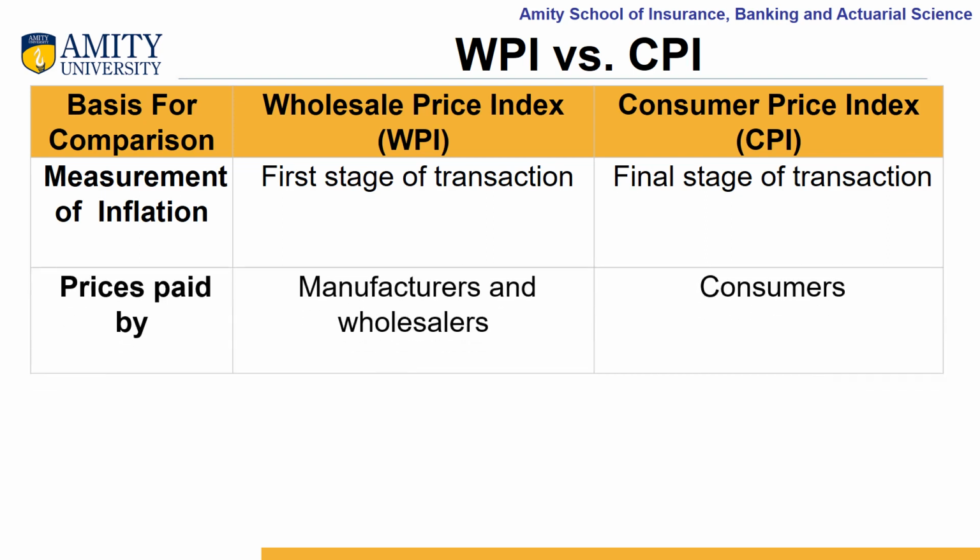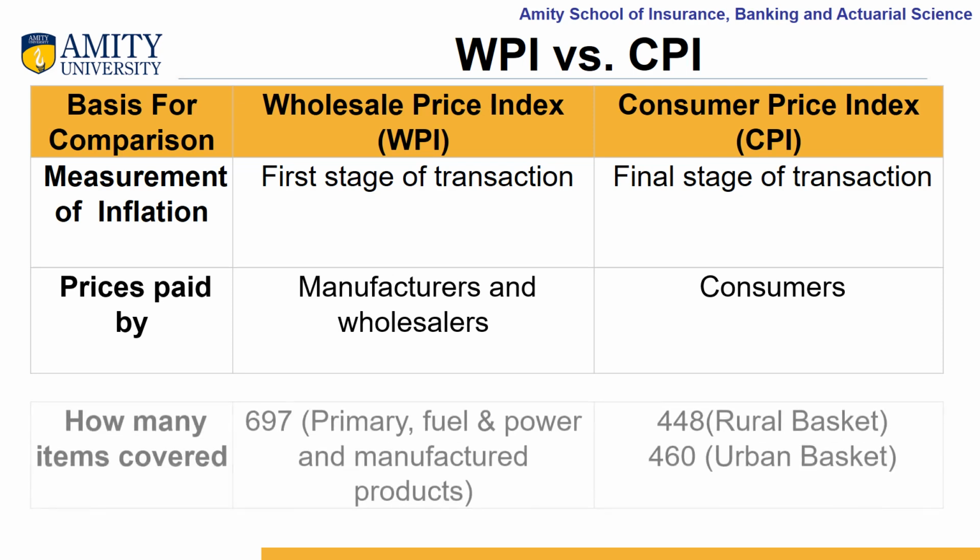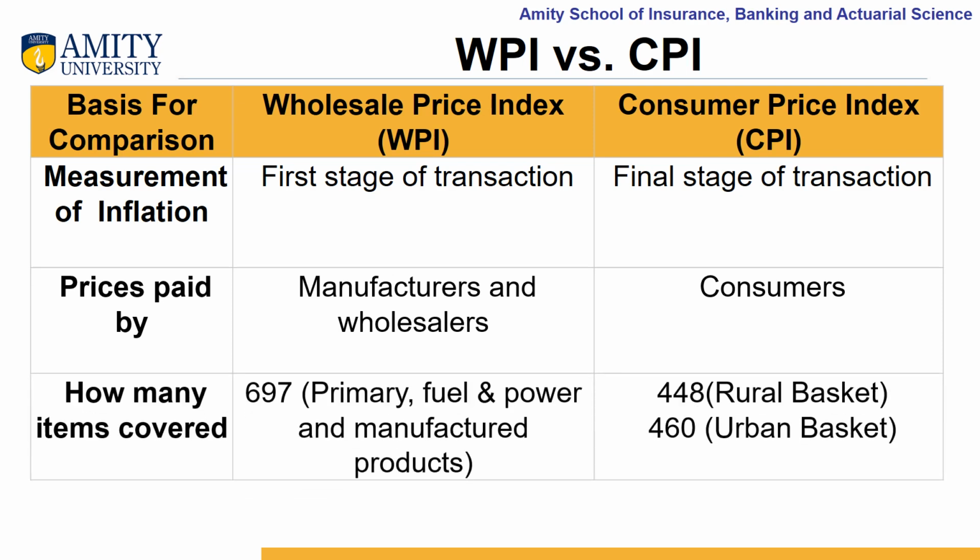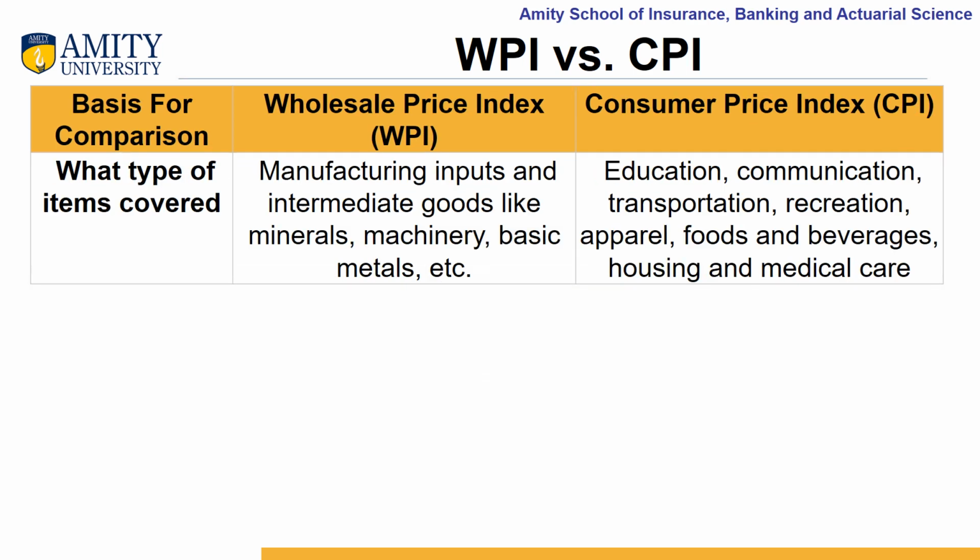Prices are paid by the manufacturers and wholesalers in the Wholesale Price Index, whereas in the Consumer Price Index, prices are paid by the consumers. In the Wholesale Price Index, 697 items are covered under the three major categories of primary articles, fuel and power, and manufactured products. Whereas in the Consumer Price Index, items are divided into a rural basket and an urban basket, where we have approximately 448 items in the rural basket and 460 items in the urban basket.